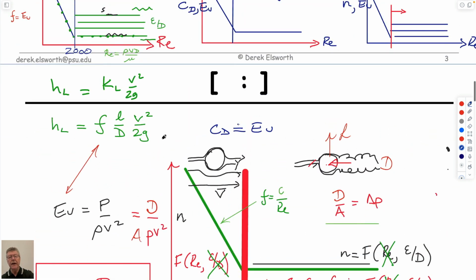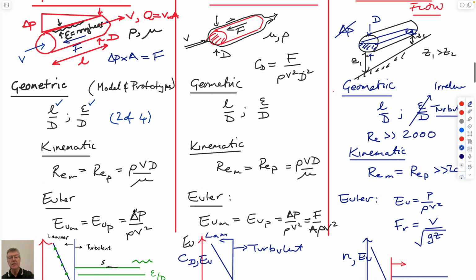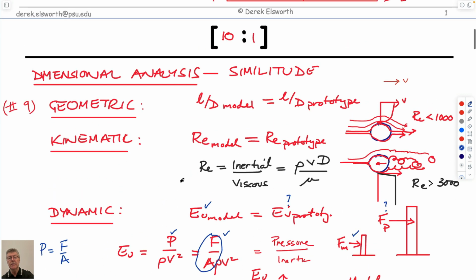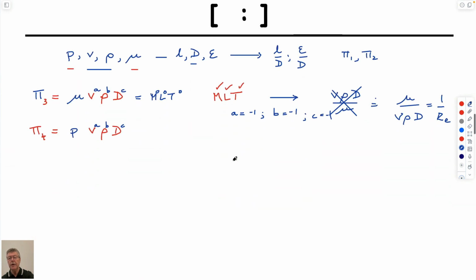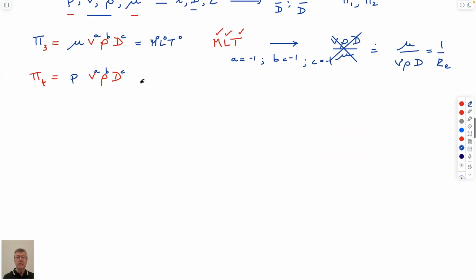And so if we go back, this was one of the things we needed to have to be able to have similitude between the flow regimes. So we make sure we do our experiment at the right Reynolds number. So this one has to be the same thing here. It has to be mass, length, and time to the zeros.